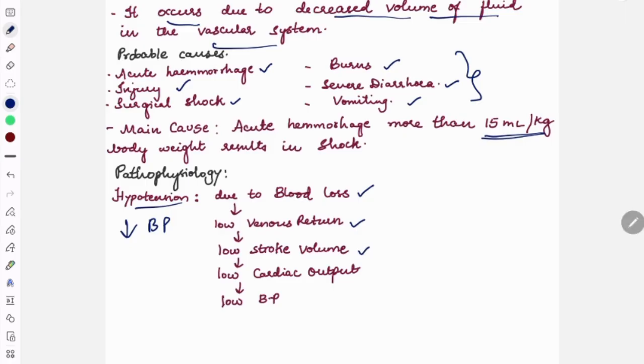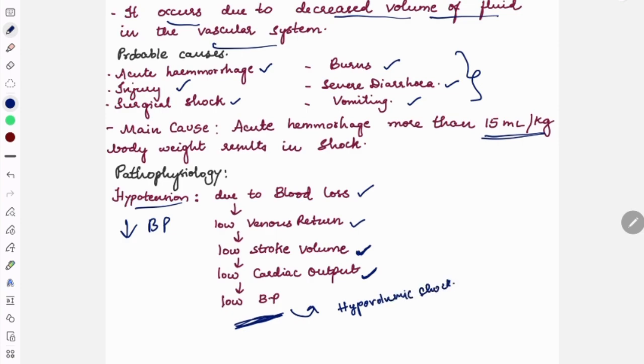Whatever blood is coming to the heart through venous return, the stroke volume will also be less. Because of low stroke volume there will be low cardiac output, and because of low cardiac output ultimately there will be low BP. This is the cause of low BP, and this low BP will lead to hypovolemic shock. This is the clinical feature that we get to see in hypovolemic shock.